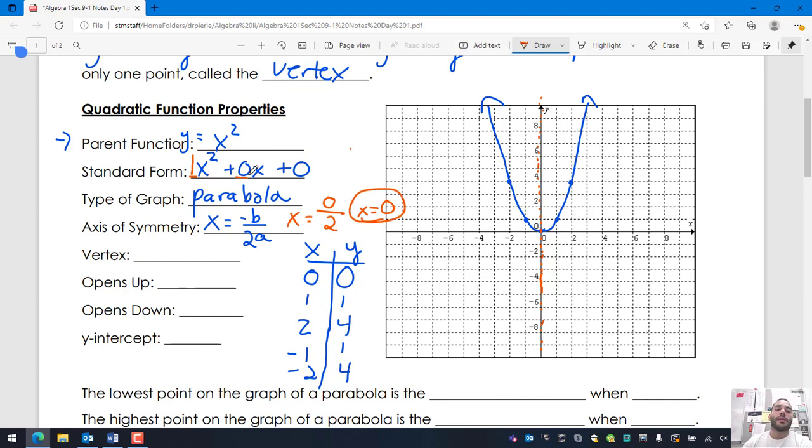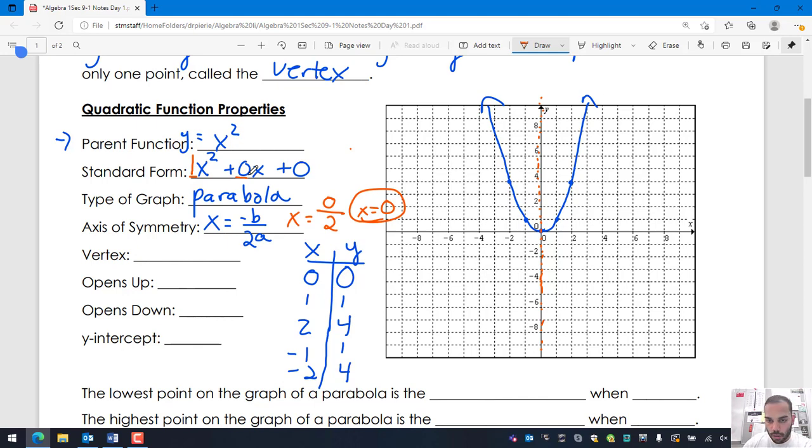Okay, now the vertex is always a point on the parabola. Okay, it's going to be one of two things every single time. It's either going to be the bottom of a smiley. In this case, what we're looking at right here is a smiley. It's opening up and going up forever and ever. Or it could also be the top of a frowny.